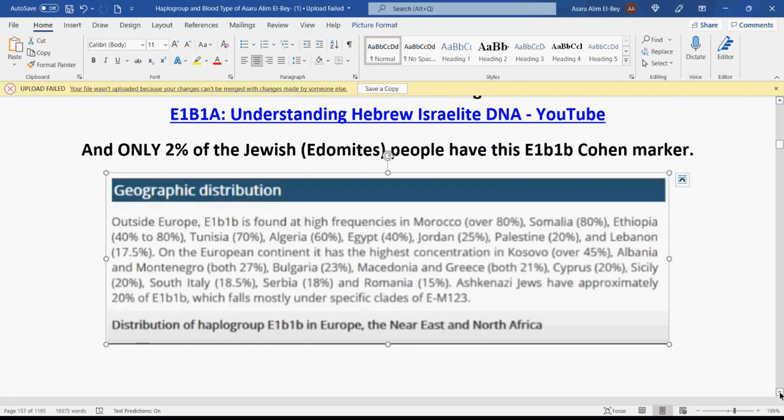On the European continent, which ain't no continent, so that's the first problem, Asia Minor, it has the highest concentration in the Kosovo, over 45%, Albania, 20%, South India, 18.5%, Serbia, 18%, and Romania, 15%. Ashkenazi Jews has approximately 20%, as we said, of E1B1B, which falls mostly under Pacific class of E-M123.